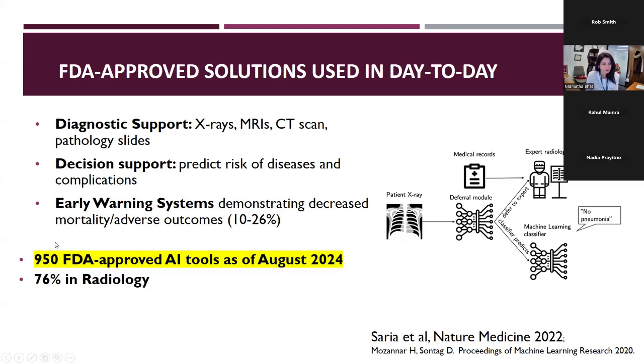So far, there are several FDA-approved AI tools, over 950 as of August 2024. 76% of them are in radiology. So AI tools have especially been brought forth in the imaging sphere: radiology, ophthalmology, pathology, endoscopy. These are particularly where deep ML tools can really be leveraged to elicit important insights into a diagnosis.